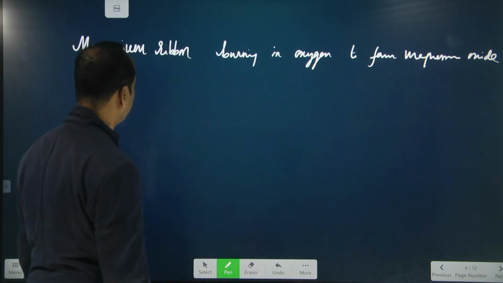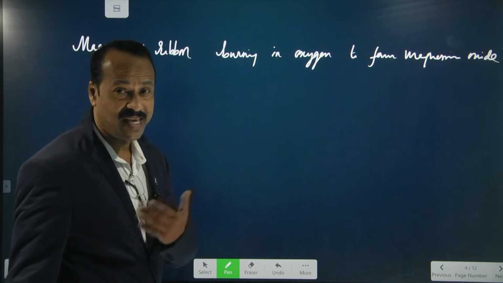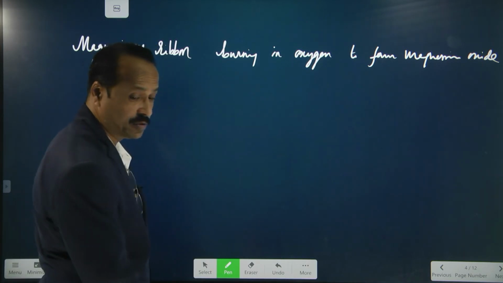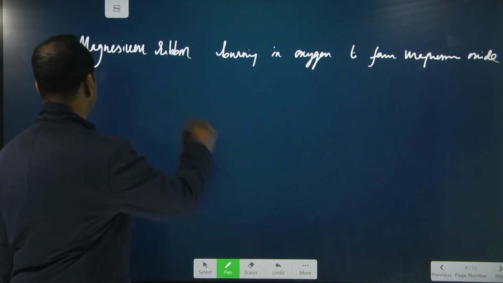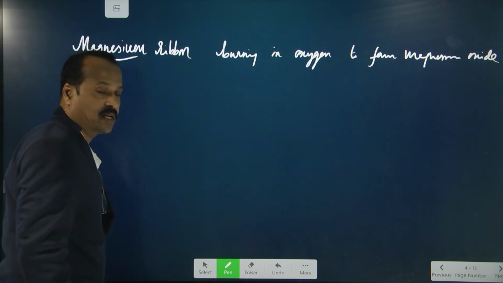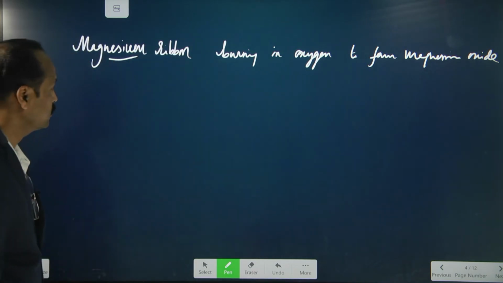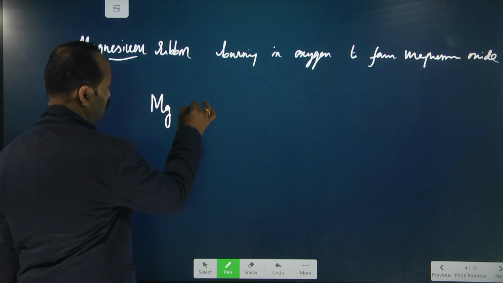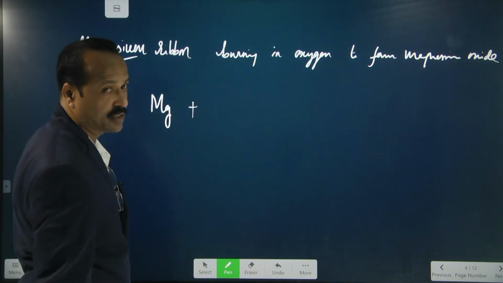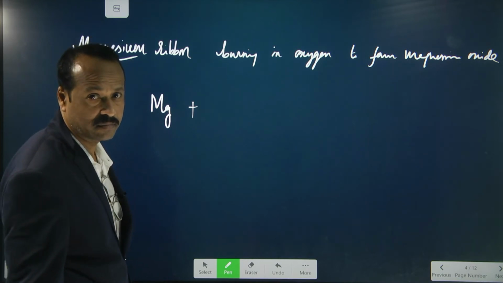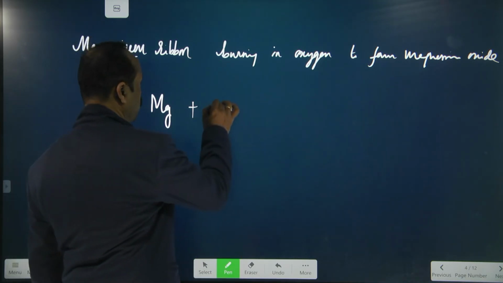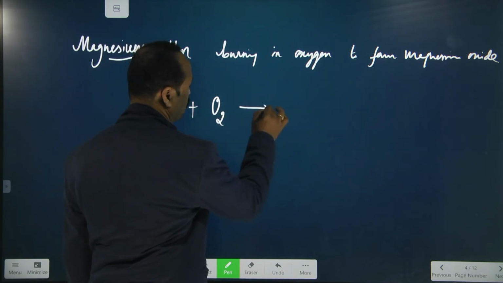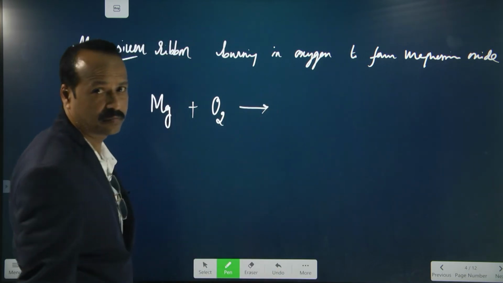Then I try to write this in chemical equation form, by using the symbols and formulas. What is the symbol of magnesium? Mg, very good. Plus burning in oxygen, what is the symbol of oxygen? O2, good. So I'll write O2. Now what is the formula of magnesium oxide?